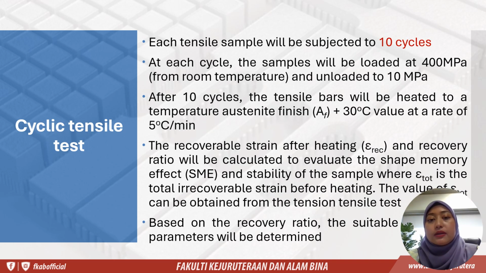Each tensile sample will be subjected to 10 cycles. For each cycle, the samples will be loaded at 400 megapascal and unloaded at 10 megapascal. After 10 seconds, the tensile bar will be heated to a temperature of austenite finish plus 30 degrees Celsius at the rate of 5 degrees per minute. So we can get the recoverable strain after heating, the recovery ratio, and others.